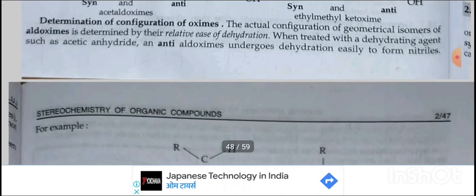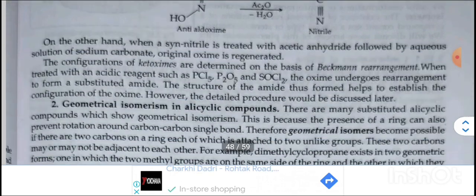Determination of configuration of oximes. The actual configuration of geometrical isomerism of aldoximes is determined by the relative ease of dehydration when treated with a dehydrating agent such as acetic anhydride, and anti-aldoximes undergo dehydration easily to form nitriles.